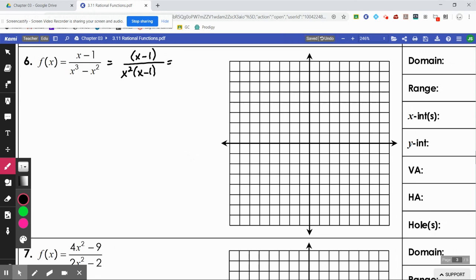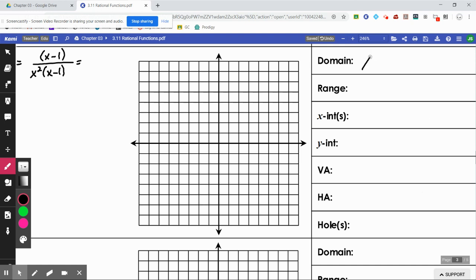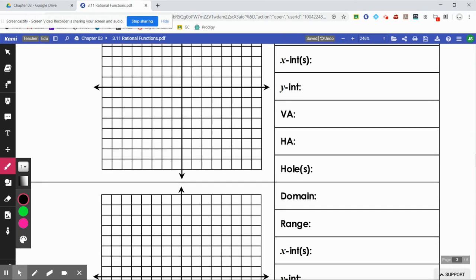You do have some removable discontinuity there on top and bottom, but your domain, let's start out there. X cannot equal 0 or 1. Plugging in a 0 here would make that x squared equal to 0. It kind of can equal 0 twice because of that x squared. You can think of it like that. So there's your domain. Let's talk about, is that a vertical asymptote or a hole? Since you have removable discontinuity at x equals 1, that's going to be a hole there. So a hole at x equals 1.